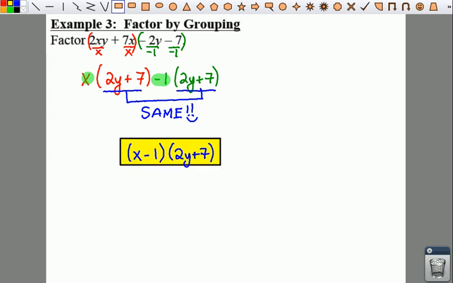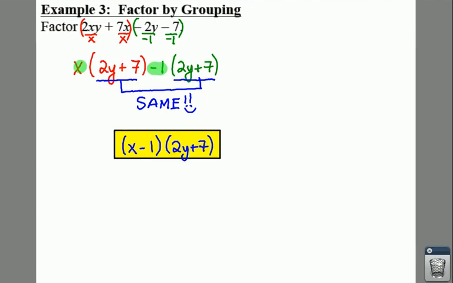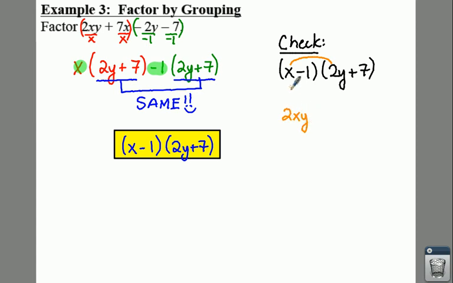Now remember, what is a way that you can check your final solution? Well, you can always just multiply it back through, FOIL it. So if you start with x minus 1 times 2y plus 7, and FOIL this back through, x times 2y is 2xy. X times 7 is a 7x. Negative 1 times a 2y is a negative 2y. And then negative 1 times a 7 is a negative 7.